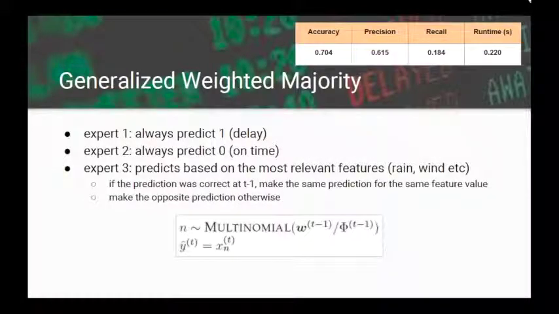The first online algorithm we will talk about is generalized weighted majority. In our implementation, there are 3 experts, 2 naive experts and 1 expert that predicts based on the most relevant features, such as heavy rain or heavy wind. Basically, the weights of the experts represent a multinomial distribution.